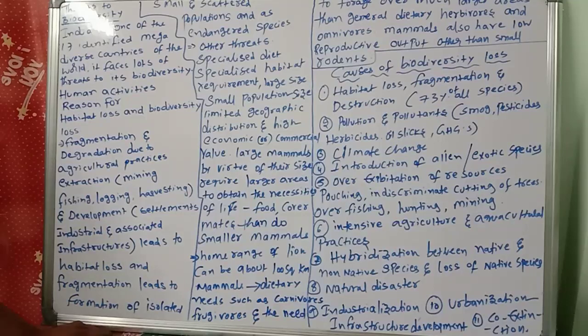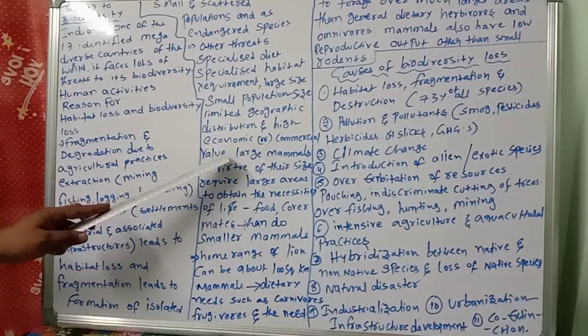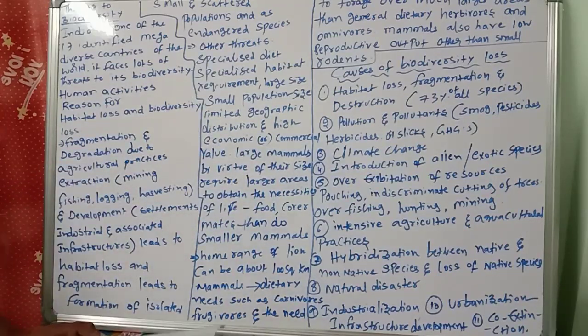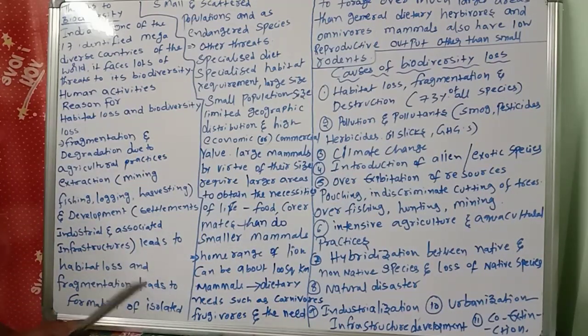The biodiversity. For example, you see here, there is so much commercial value that people are ready to kill. Mammals, by virtue of their size, require large areas. Providing such large areas for food, cover, and mates is not possible. So all these things are threats to biodiversity. So we have to control this, and then we can save the biodiversity.